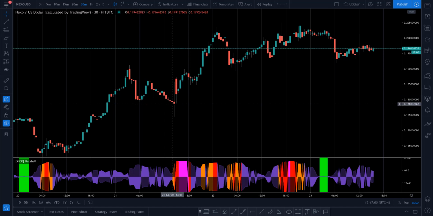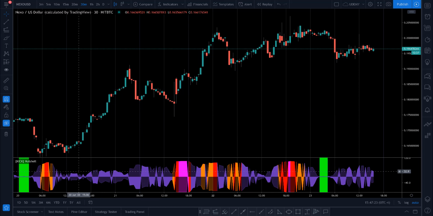With HVP, it's not always the close that you have to look at. You could be looking at HL2 or any of the other price components, but essentially you're only looking at one value per candle with something like historical volatility. With ATR, you're looking at the whole range of the price action.